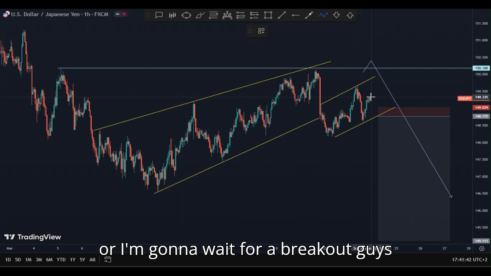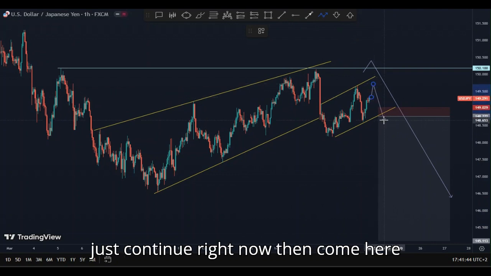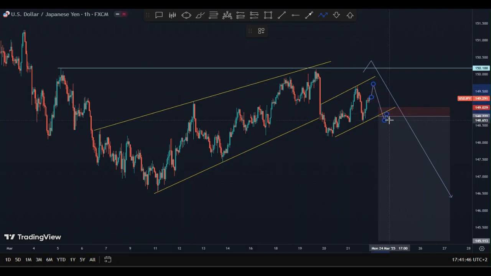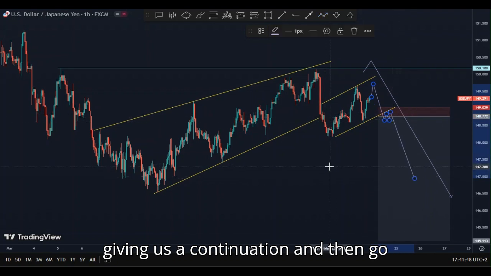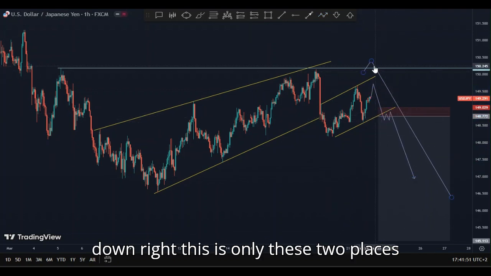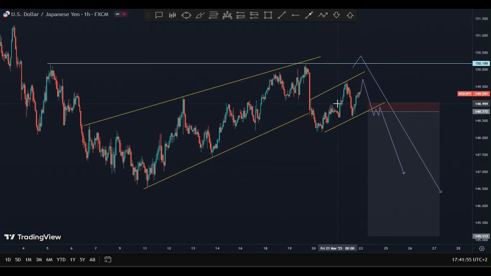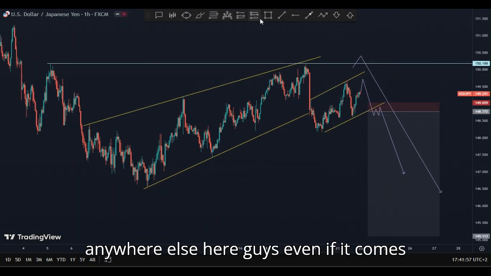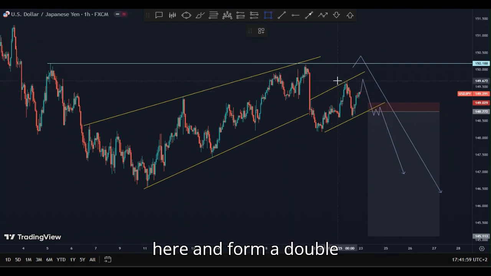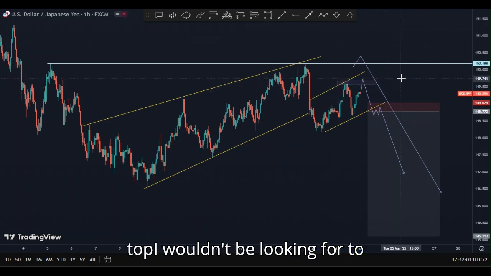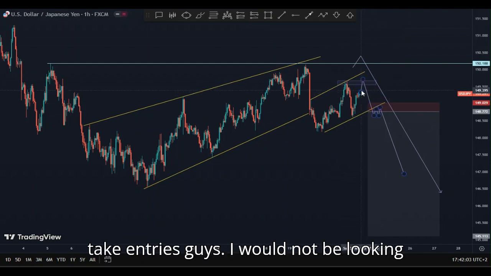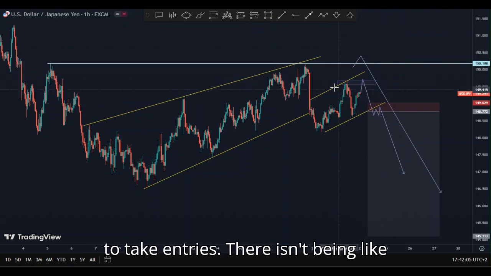Or I'm gonna wait for a breakout, guys. Just continue going on, then come here, giving us a continuation and then go down. It's only these two places, guys, where I'll be expecting to take my entries. Anywhere else here, even if it comes here and forms a double top, I would not be looking to take entries.